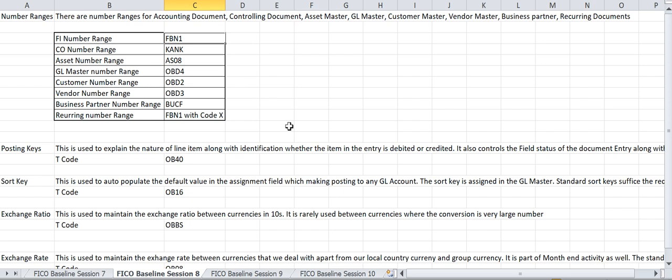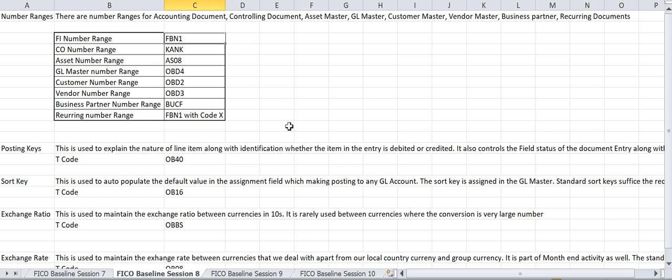So if I talk of number ranges in SAP, we have all these sorts of number ranges that you can see on the screen. We have FI number range, CO number range, asset master number range, GL masters, customer, vendor, business partner number ranges, recurring entries number ranges. I hope the number range part is clear now. Let us move to another concept that is called posting key.